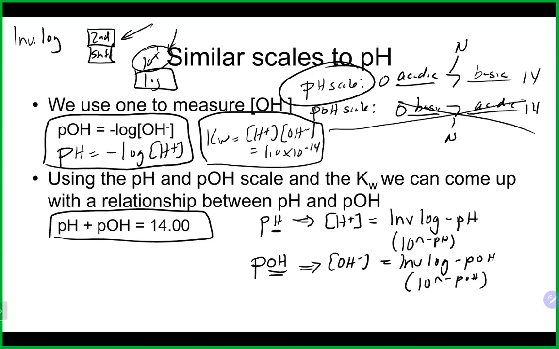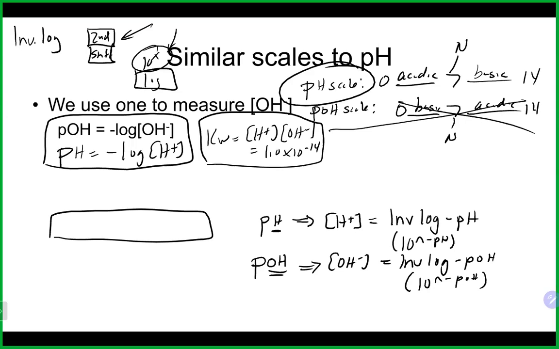So again, how do you do it if you need to go that way? pH plus pOH equals 14.